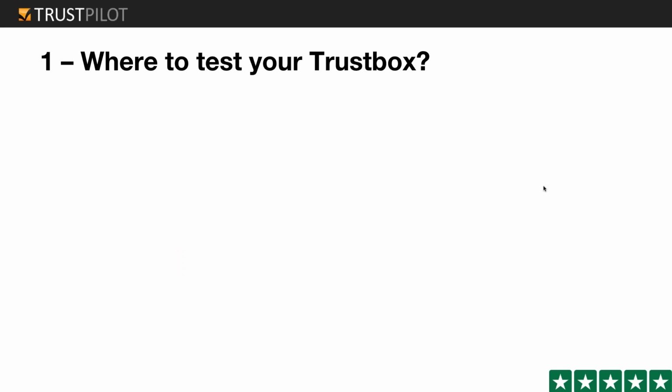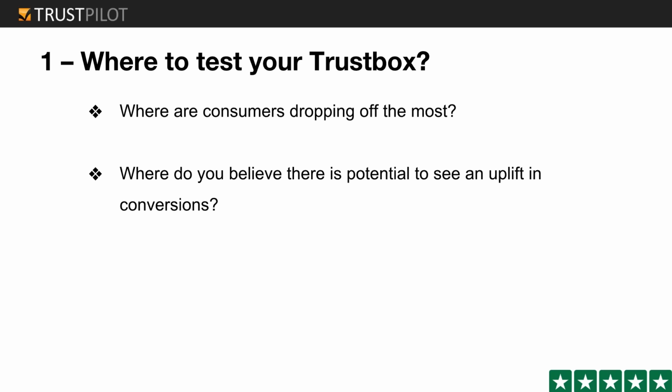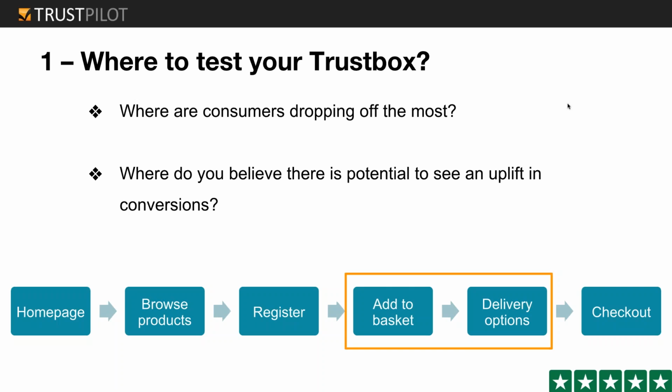And the first question to answer here for most businesses when using the optimizer is where to actually test the Trustbox on the consumer buying journey. It's very simple by answering these two questions. Firstly, where are your consumers dropping off the most? When you look at the business's consumer buying journey, there's typically one or two places where consumers are dropping off the most. And of those places you've got to decide on where you believe there is a potential to see an uplift in conversions. There's many scenarios that this can play into, but the example we have on screen here is quite a typical e-commerce buying journey that consumers would go through to a certain extent.